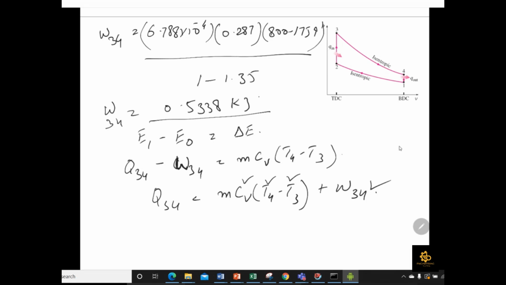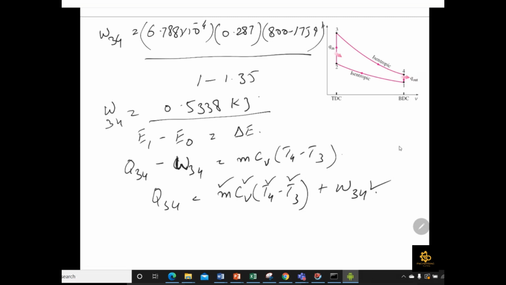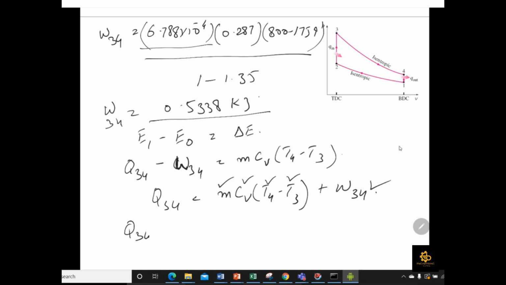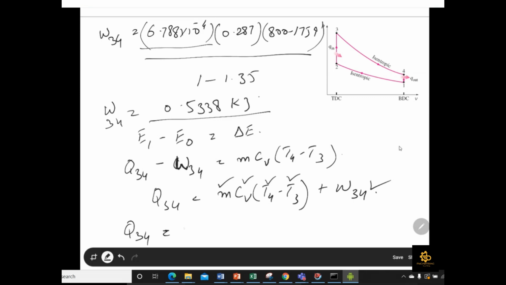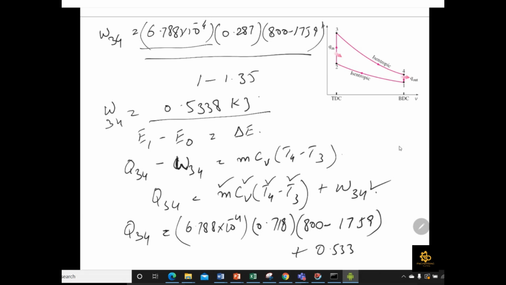So the CV value, you can either remember it for air, or you can find it in Table A2. The M value we already found in the previous step, which is 6.788 × 10^-4. So now you can easily find your Q34, which is the heat associated with your polytropic process. You just plug in all the values: 6.788 × 10^-4, CV value is 0.718, T4 value is 800, T3 value is 1759 Kelvin, plus W34 0.5338.